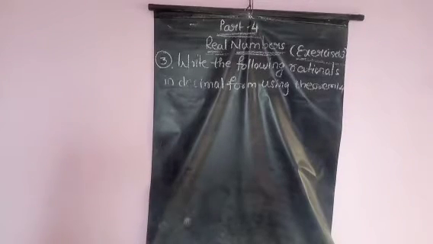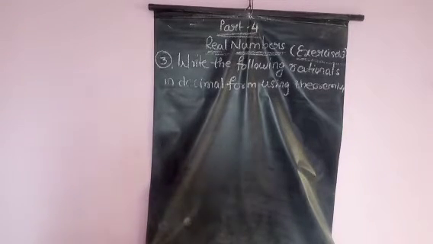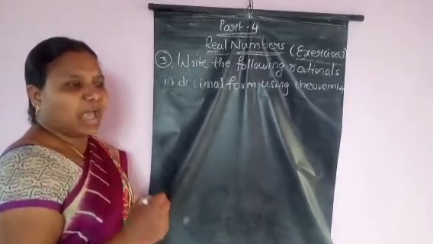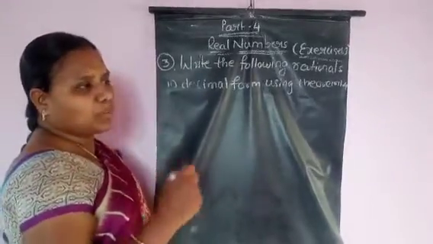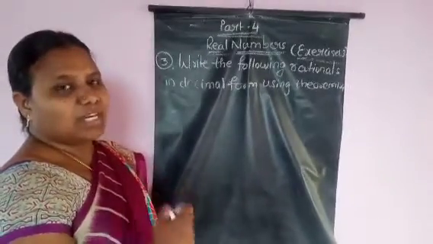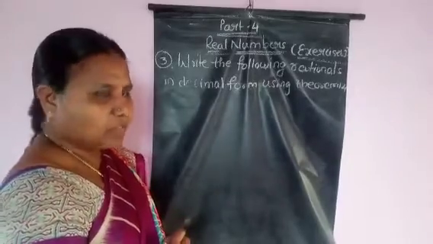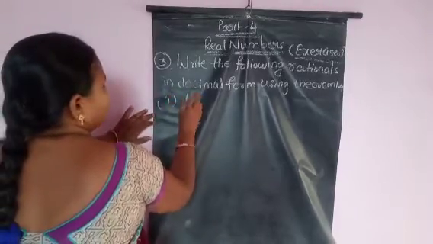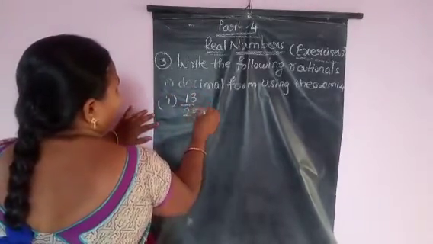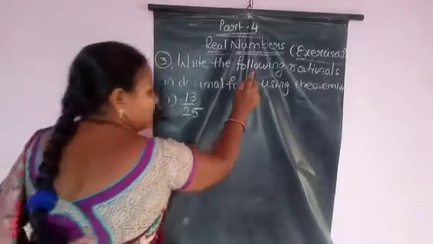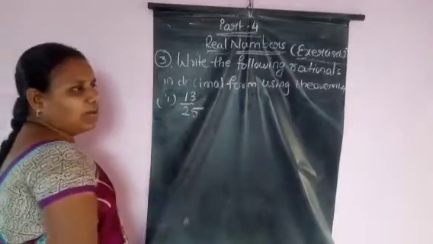So what is theorem 1.4? We can write the decimal expansion of p by q based on the factorization of the denominator. If it is in the form 2 to the power of n into 5 to the power of m, we can say its decimal expansion terminates. So if the question is 13 by 25, listen carefully, this rational number we have to write in decimal form.